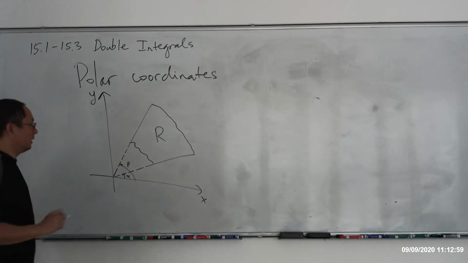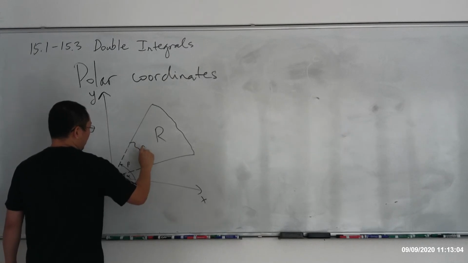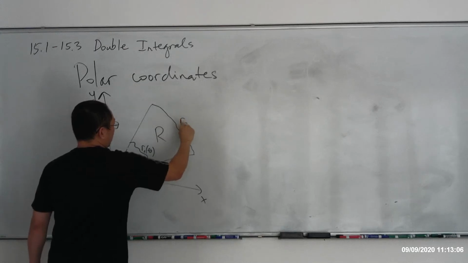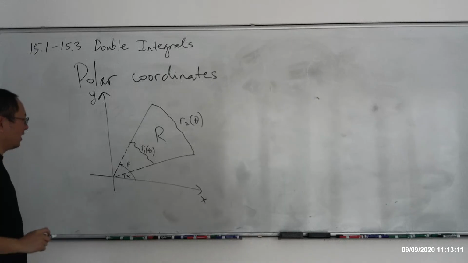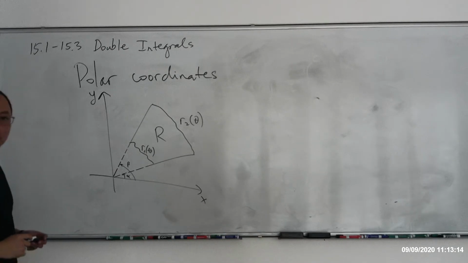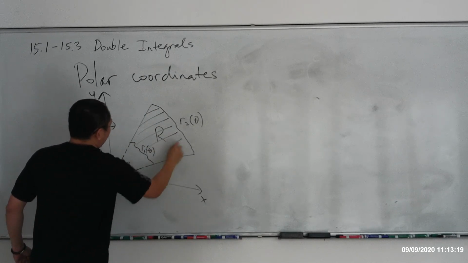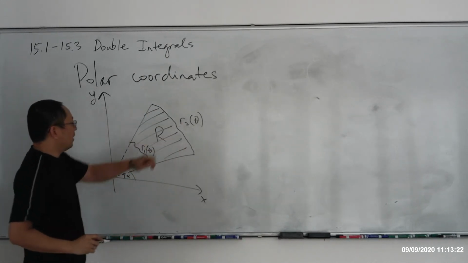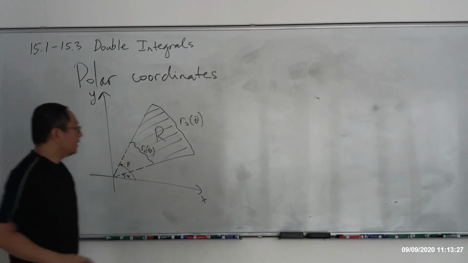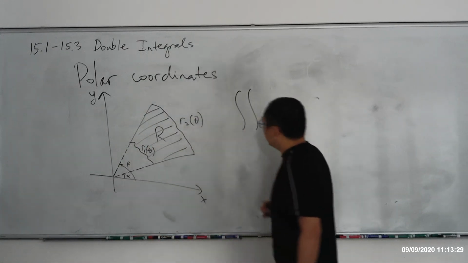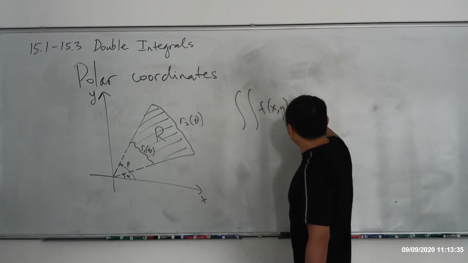And this is the function r1 of theta, and this is the function r2 of theta. Functions in polar coordinates are something you guys learned, I think, in Calc 2. So you want to calculate the area bounded by the two functions r1 of theta and r2 of theta, where the angle runs from alpha to beta. This is the formula: the double integral of f(x, y) dA.